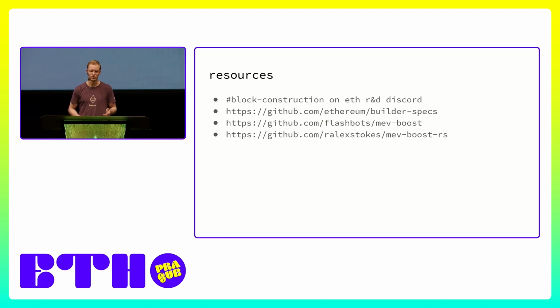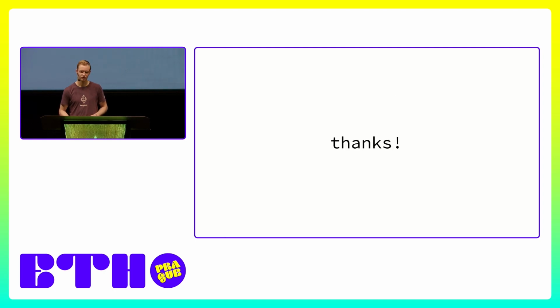So a few resources if this is interesting for you. The block construction channel on the ETH R&D Discord is where a lot of the chatter is happening right now. The builder specs is the canonical specification of this protocol that I went over. And then we have two implementations of MEV Boost, one by the Flashbots team and one by Alex Stokes. If you're interested in some of the more research problems, the Flashbots MEV Boost repository has a lot of really interesting issues that talk about more existential threats to these systems. So I recommend checking that out and maybe discussing some of those things there. Thank you.